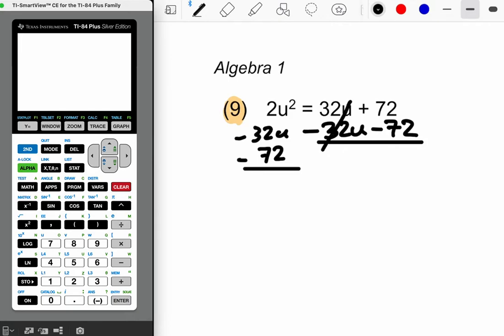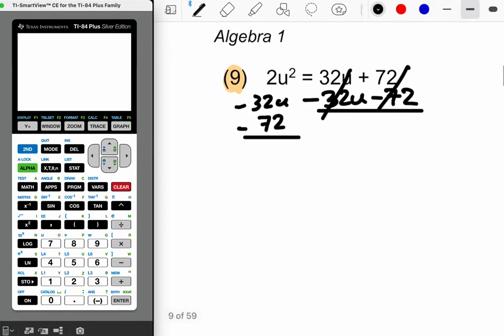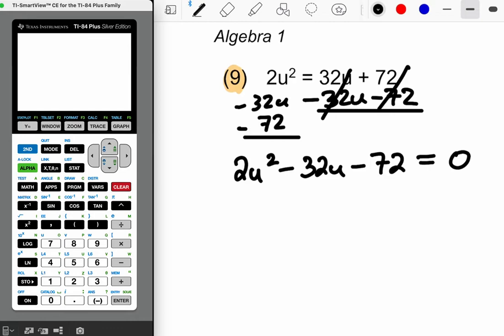All right, on the right-hand side, it's going to cancel out to 0. On the left-hand side, we don't have any like terms, and because of that, we can't actually combine them. So we can only write 2u squared minus 32u minus 72 equals 0. But at least it's in trinomial form.